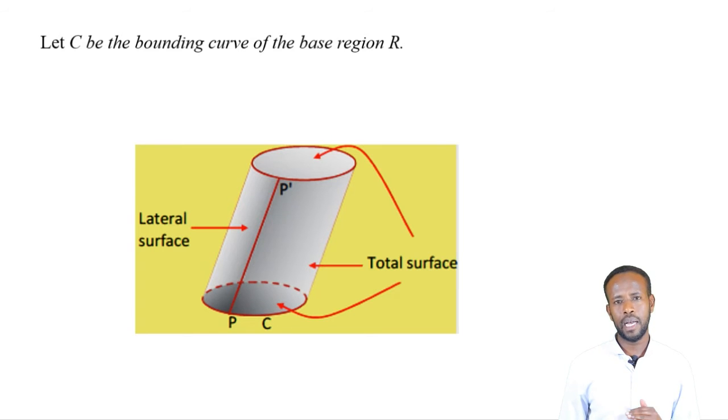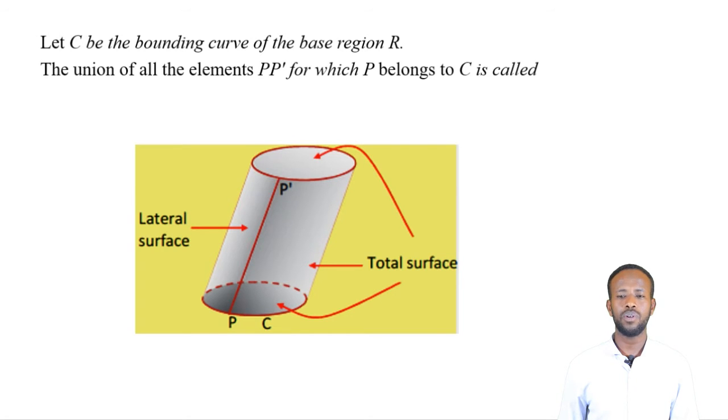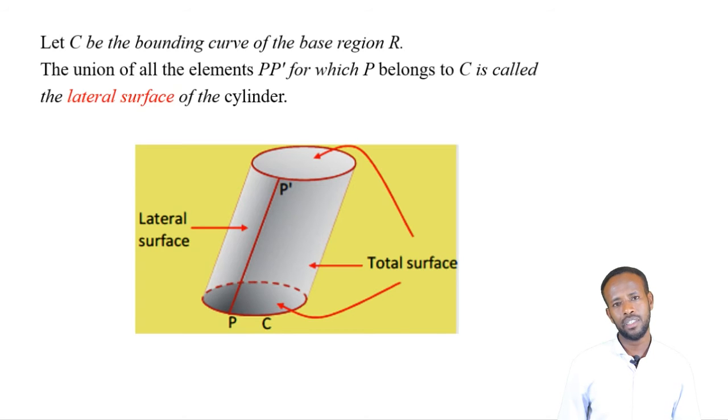The lower base and the upper base, there is a part between them, isn't it? The part between them is called lateral surface. B prime by itself is what? It is a lateral surface. Now let us see. The union of all the elements B prime for which B belongs to C is called what? Lateral surface of the cylinder. That is the part between the lower base and the upper base. It is called lateral surface.